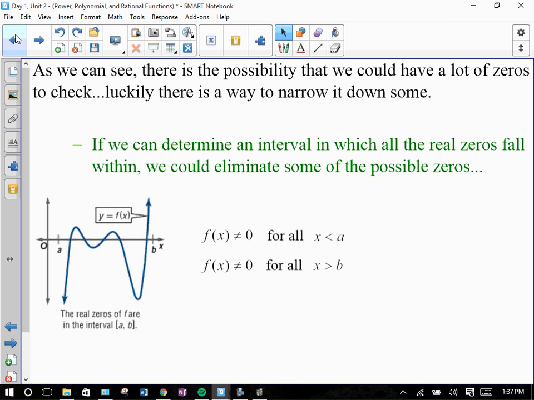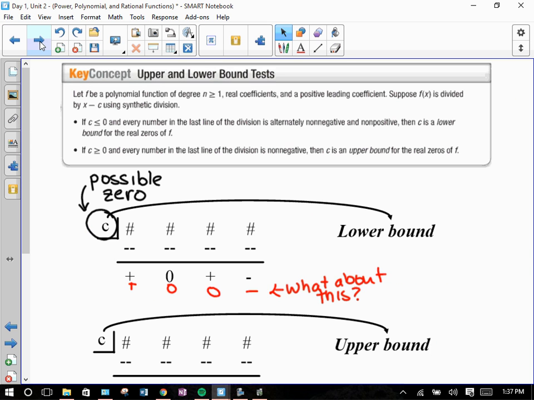Hey guys, real quick, I want to go back here. I need you guys to focus. I need to make a clarifying point here. Alright, clarifying point. Alright. This says if C is less than or equal to 0, and every number in the last line of the division is alternately non-negative and non-positive, then C is a lower bound. If C is greater than or equal to 0, and every number in the last line of the division is non-negative, then C is an upper bound for real zeros.